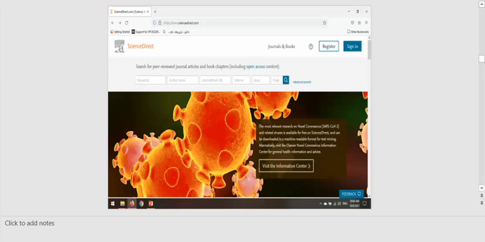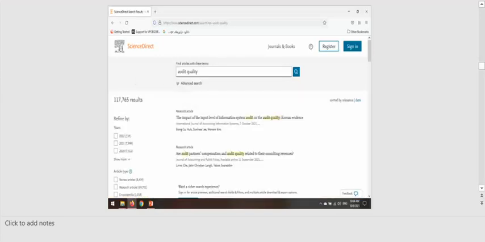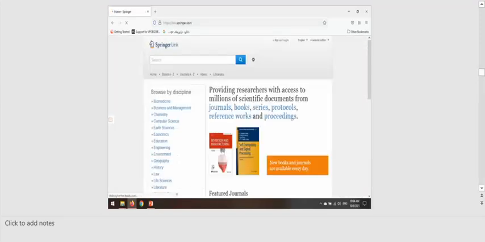For example, this is Science Direct. You can type your keywords here in the keywords box and find the latest and new journal articles on this issue. For example, I typed audit quality, and there are many different results, and you can see the new articles on this issue.